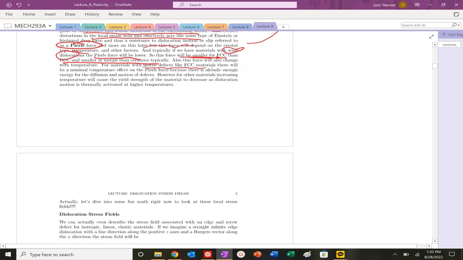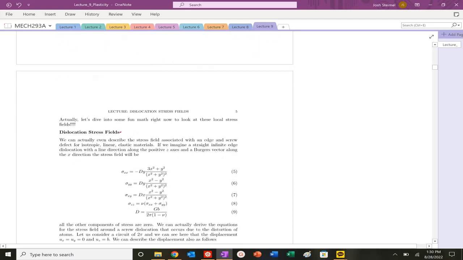And we're going to get into all of these really fun topics in math in just a little bit. We're going to look at the energy, how these defects form, how they move, and how they interact. And we're going to start off next time with thermally activated, high-temperature behavior and dislocation stress fields.